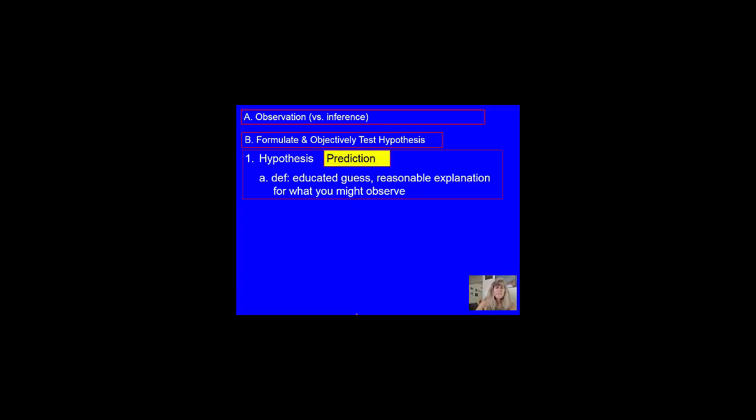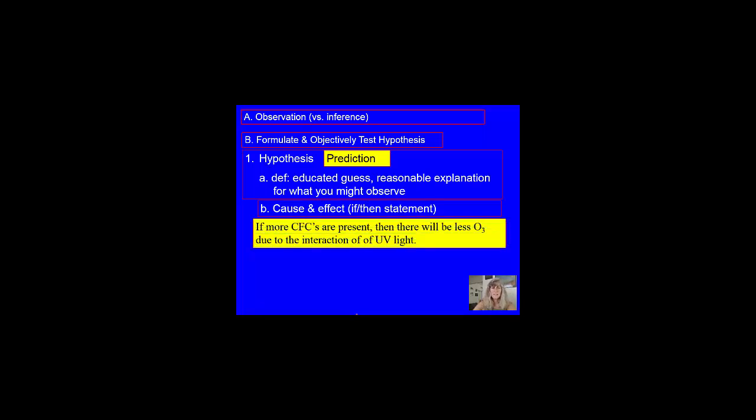Okay, moving on. So we always start with our observations. Don't write this down, by the way, just kind of reviewing. Then we make a prediction or a hypothesis. I know you've done that before, kind of a cause and effect statement based on our ozone depletion. Let's just make up one. If more CFCs are present, then there would be less ozone due to the interaction of UV light. Anyway, cause and effect, a statement. If this is present, then that will happen. That's a good way to write a hypothesis to make sure that you've included your independent and dependent variables. You don't have to, but that's just an easy way to start.